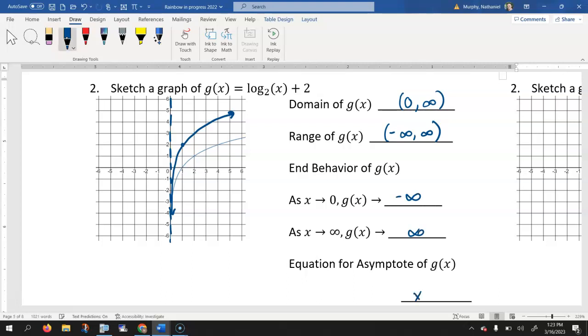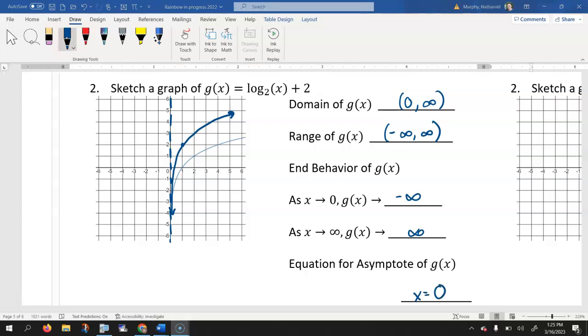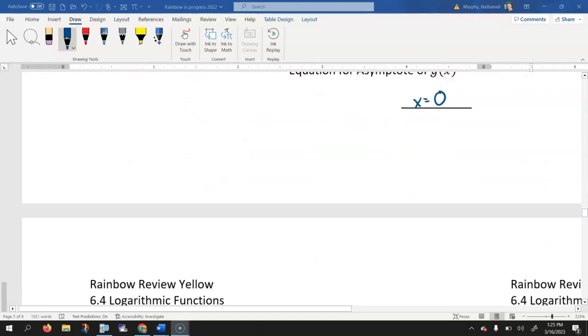And the asymptote for this is a vertical line, so just like the previous one, it's going to be a vertical line at x equals 0. So that's how you'd sketch a graph of that one.